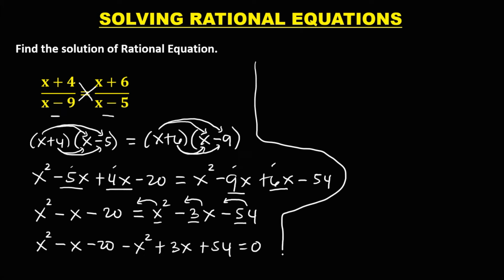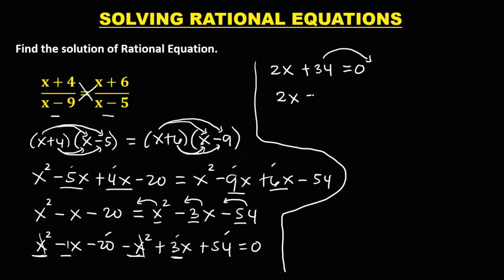Then we need to combine like terms. So this positive x squared and negative x squared, this one is 0. Then this negative x, positive 3x. So this is negative 1 plus 3, that's positive 2x. And this negative 20, positive 54, so this is positive 34, then equals 0. Then to solve for x, transpose this positive 34 to the other side.